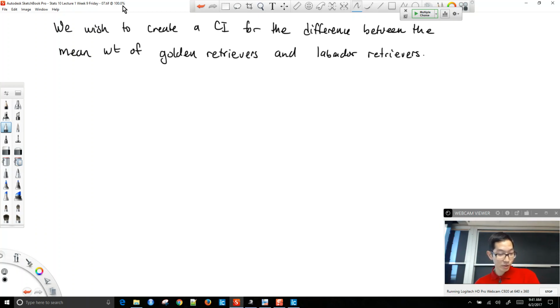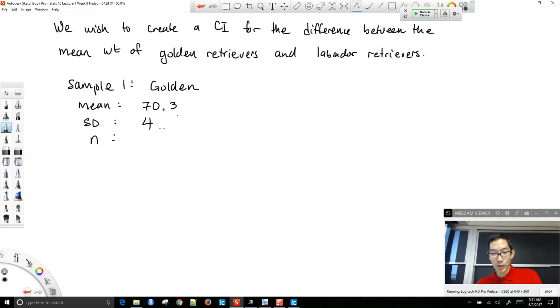So according to Google, for golden retrievers, we'll say sample 1 will be the Goldens, and we'll say the mean of sample 1 was 70. The standard deviation we'll put at 4, and let me throw in some decimals here. So 70.3, 4.2, and we'll say we took a sample of 15 golden retrievers.